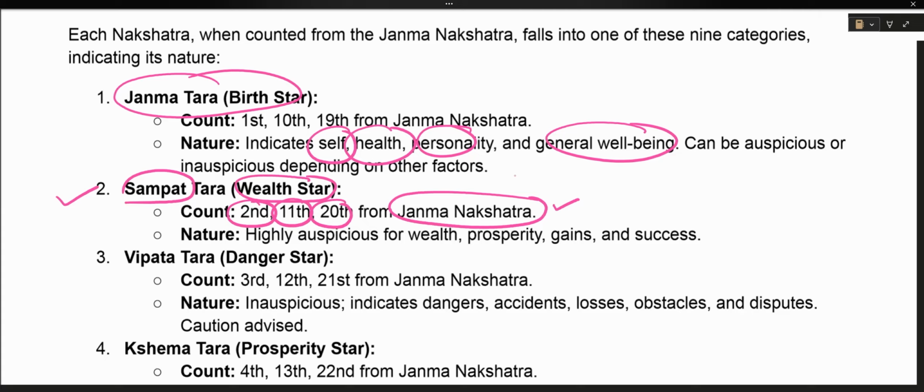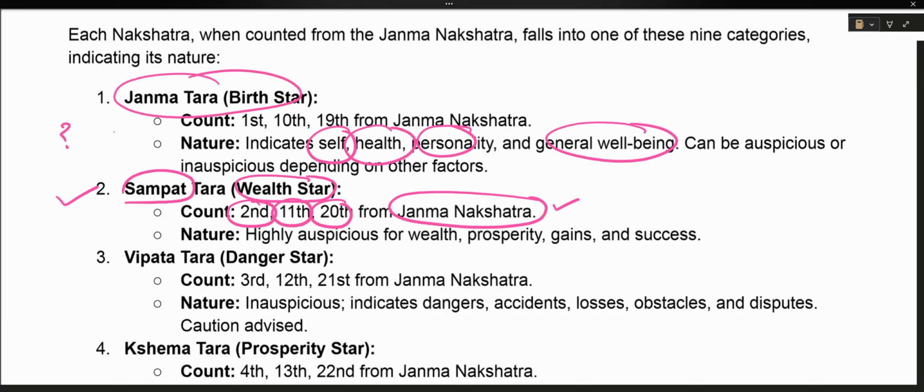If your Janma Nakshatra is Rohini, then the second star will be what? After Rohini, we have Mrigasira. So Mrigasira will be the wealth giving star. Similarly, the 11th and 20th star you can find out from yourself. Okay, this is a good star.